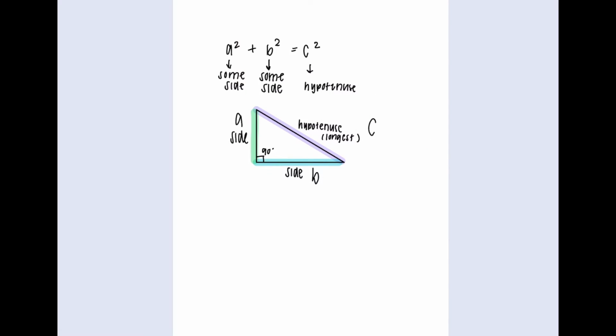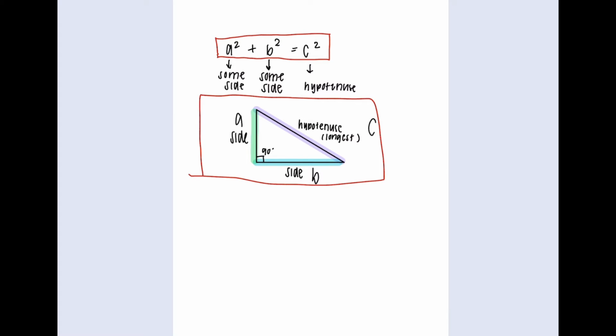But first, let's talk about the Pythagorean Theorem formula. The Pythagorean Theorem formula is a squared plus b squared equals c squared, and it's pretty much as simple as that. A is going to be some side of a triangle, and the Pythagorean Theorem must be used only for right triangles, which I've labeled here. So keep that in mind, Pythagorean Theorem only for right triangles. If you're not familiar with the right triangle, it's a triangle that has one 90-degree angle.